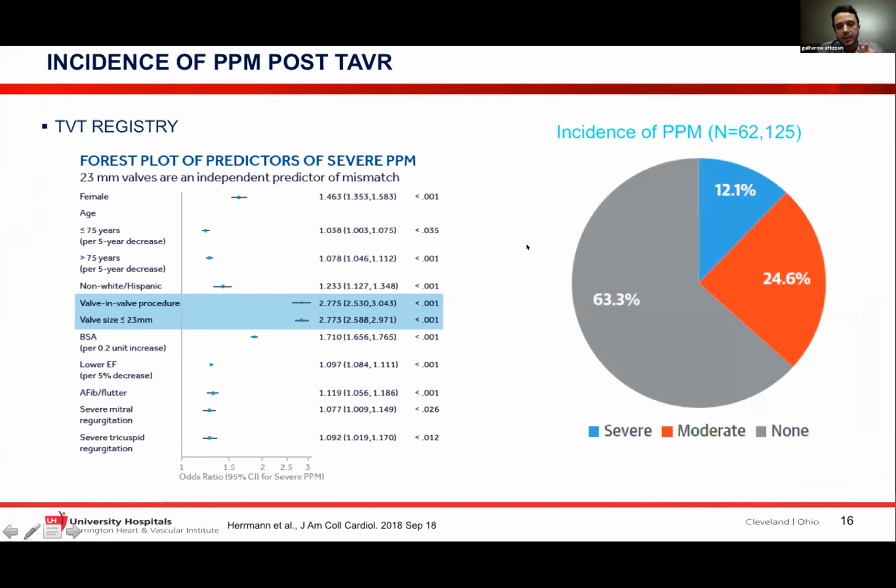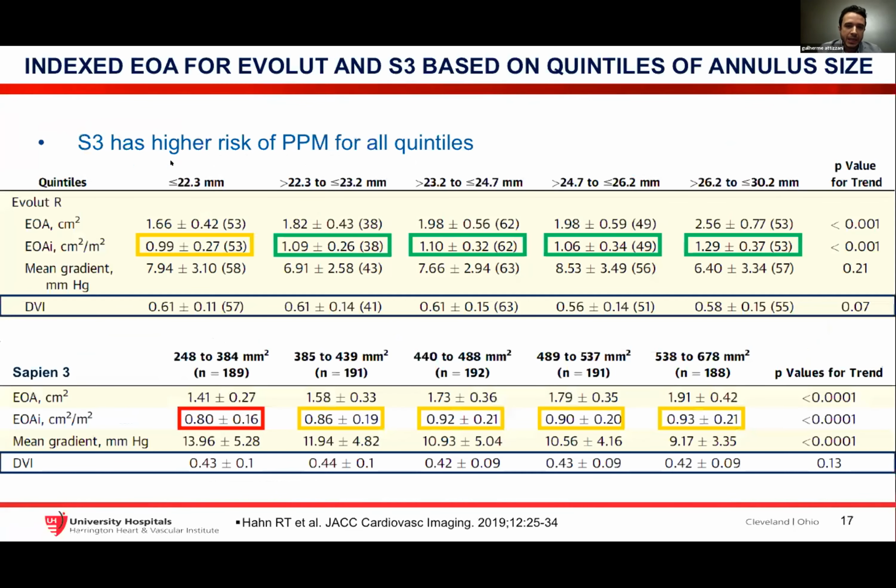Importantly, also the avoidance of patient prosthesis mismatch. This is data from Howard Herrmann, a large number of patients from the TVT registry. I want you to pay attention to the fact that still, even with TAVR, there's a good amount of patients that end up leaving the room with patient prosthesis mismatch. And the utilization of a valve size of less than 23 and valve-in-valve were the most significant predictors of patient prosthesis mismatch.